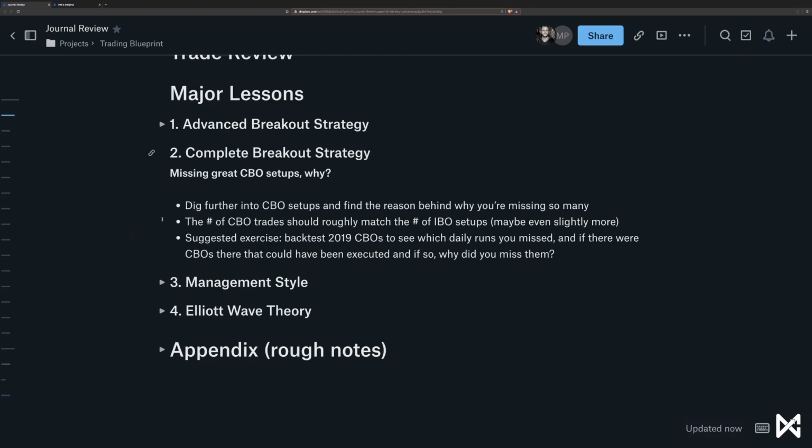Now, lesson number 2 was the complete breakout strategy, right? We had a few lessons there. Missing great CBO setups. Why, right? Dig farther into CBO setups and find the reason behind why you're missing so many of them, okay? The number of CBO trades should roughly match the number of IBO setups, maybe even slightly more. This guy had about 22, I believe, IBOs and only 6 CBOs, if I'm not mistaken, right? Suggested exercise, backtest 2019 CBOs to see which daily runs you missed, and if there were CBOs there that could have been executed, and if so, why did you miss them, okay?